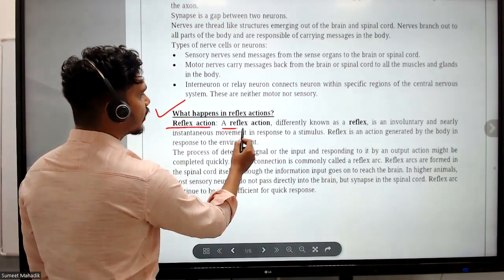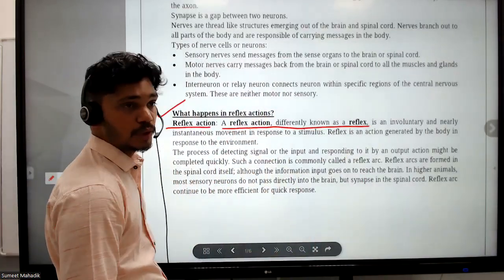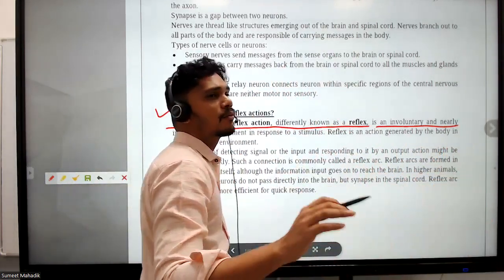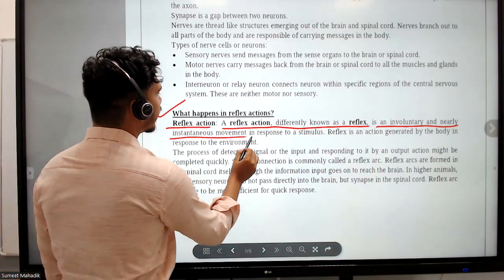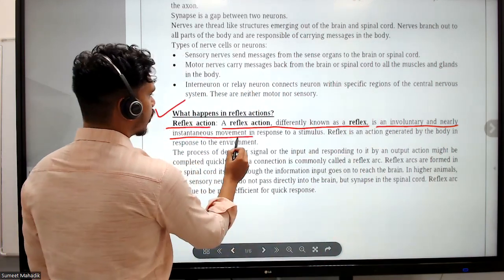Reflex action, differently known as a reflex, is an involuntary action. You have no control over it. It's involuntary and nearly instantaneous. What is instantaneous? Very quick. Within a second, the response is happening.